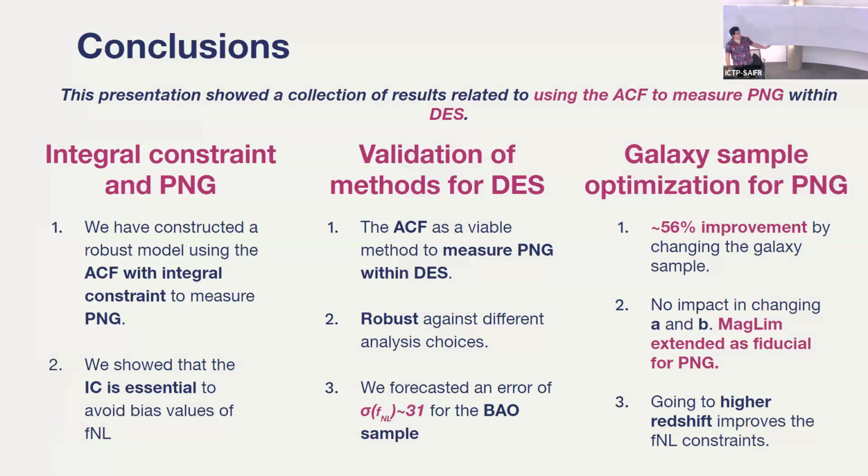So I wanted to leave you here with the conclusions. We talked about three main results of this angular correlation function, besides the introduction. We have the importance of the integral constraint. I also summarized a little bit some validation methods that we use besides scalar simulations. And then in the last part, I showed you some results coming from the galaxy sample optimization.